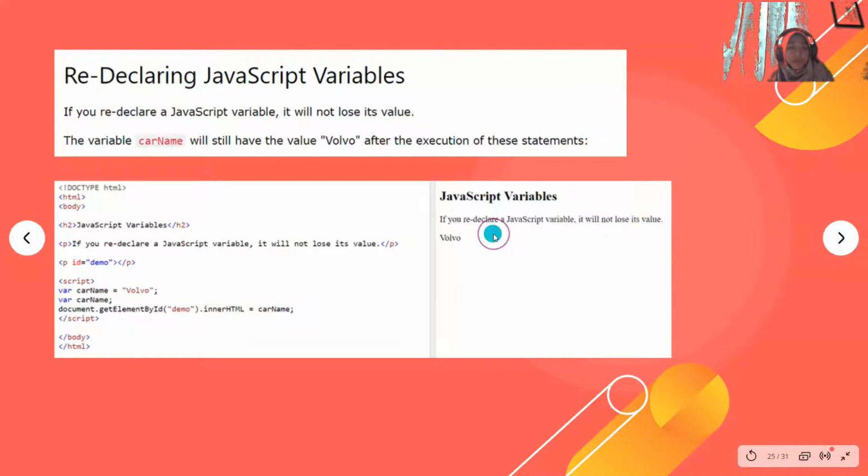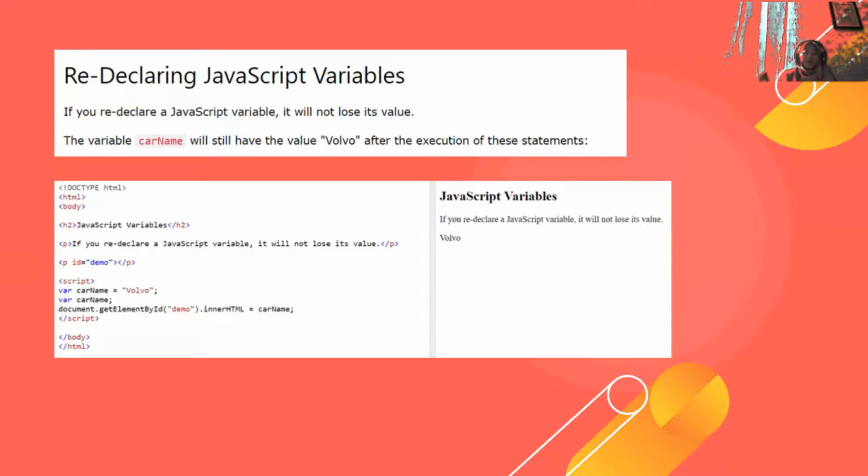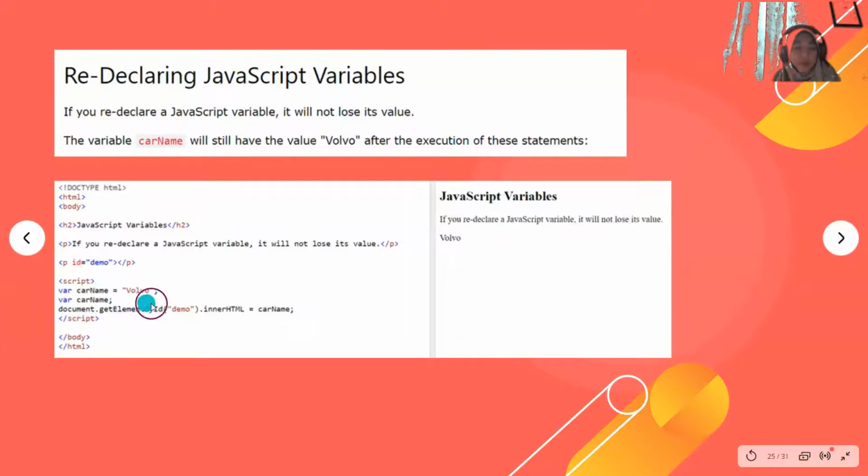Also in JavaScript, you can redeclare a variable, and it will not lose its value. For example, you have var carName equal to Volvo. You have declared and assigned, so in your container you have the Volvo value. On the next line, you declare var carName again. What happened to the Volvo value? Is it replaced, removed, or deleted? The value is still in the container. The Volvo is still there, unless the next statement assigns a new value, and then the Volvo will be replaced. I hope you understand this part.